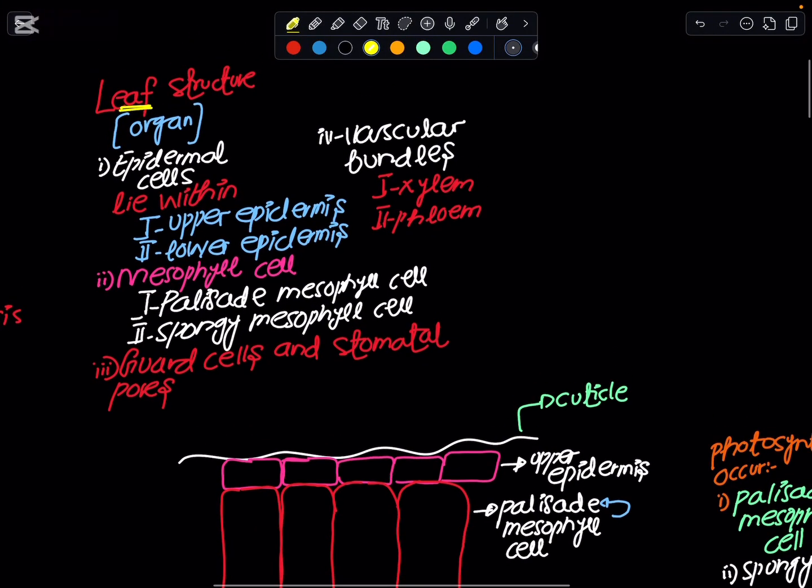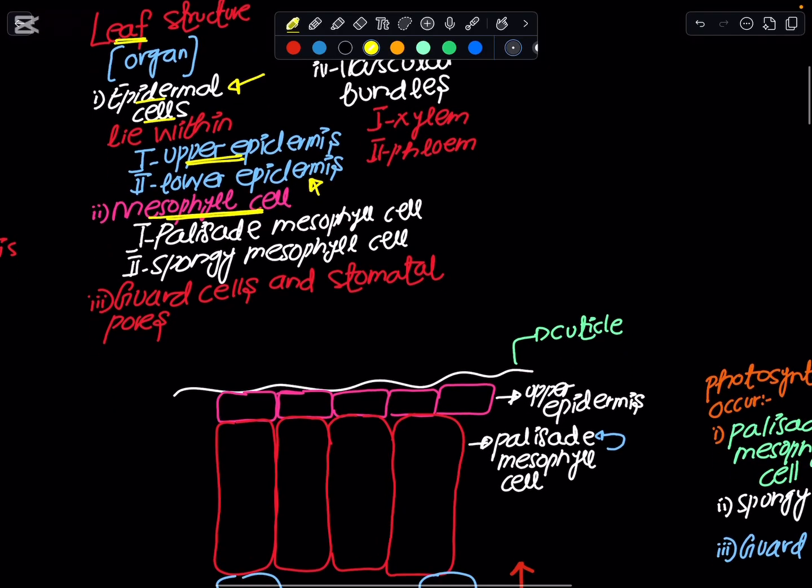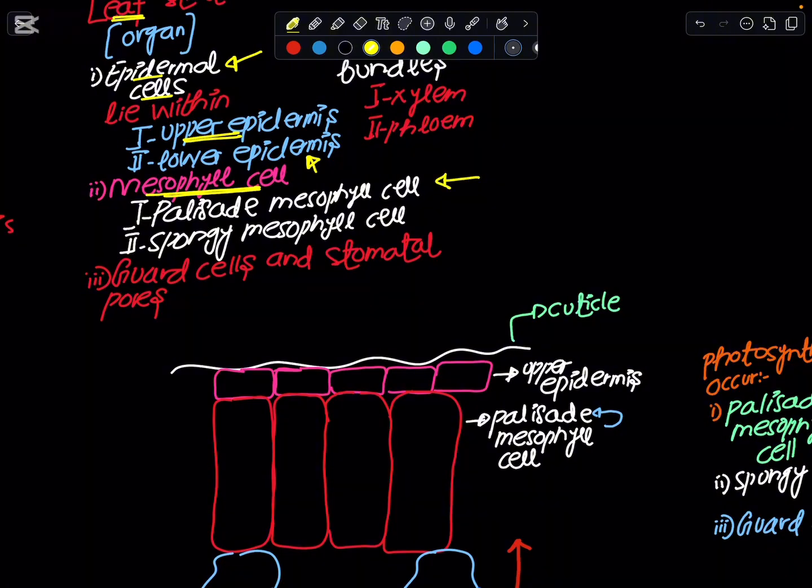At the top, we have the cuticle, and immediately below the cuticle come the cells, and these cells are the epidermal cells. In the case of the leaf, they lie in the upper epidermis, and they are also present in the lower epidermis. Then we have the photosynthesizing cells that photosynthesize and make their own food. Among them, we have the palisade mesophyll cells and the spongy mesophyll cells. And we can never forget to mention the other cells in the leaf, the guard cells, and in between the guard cells there is an opening, and those openings are the stomatal pores.